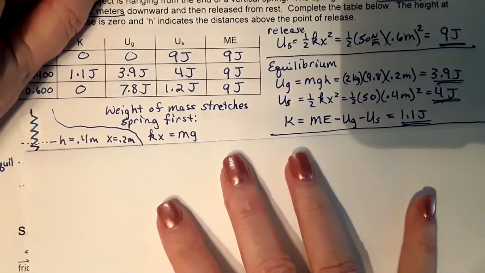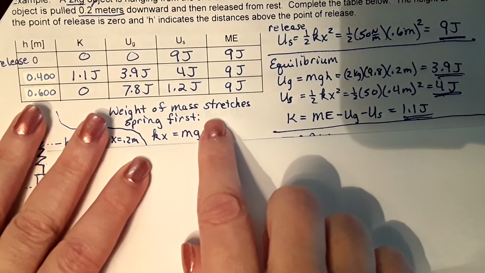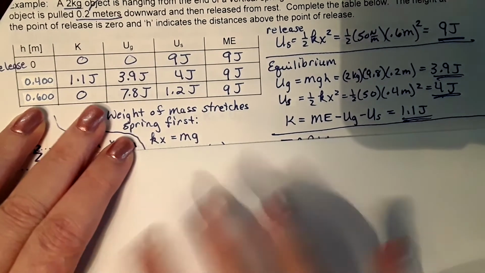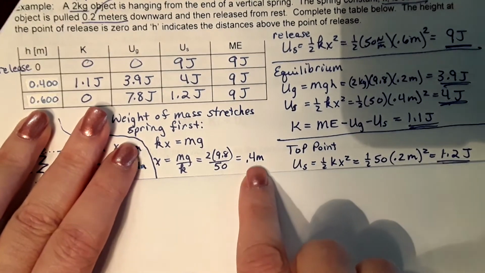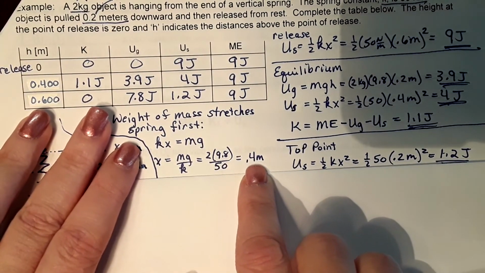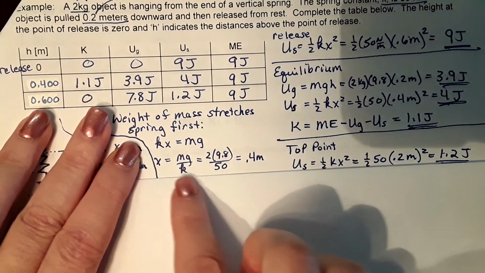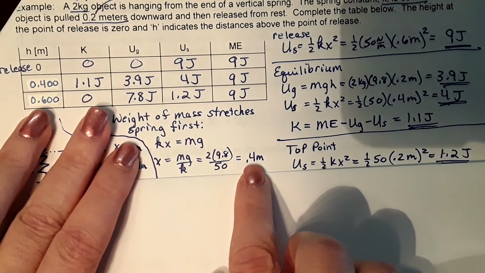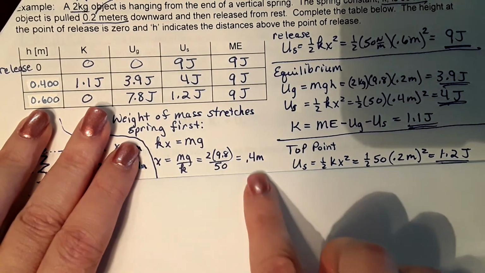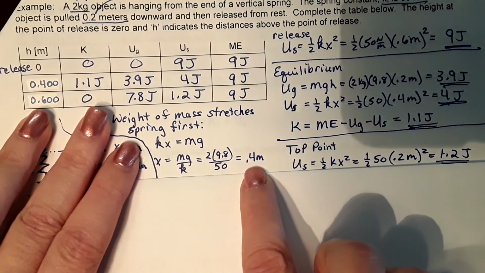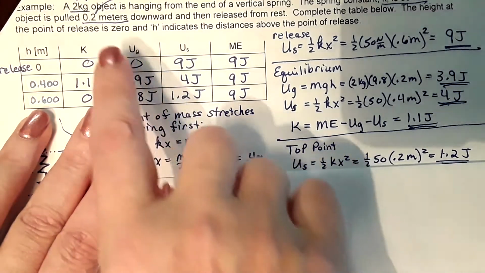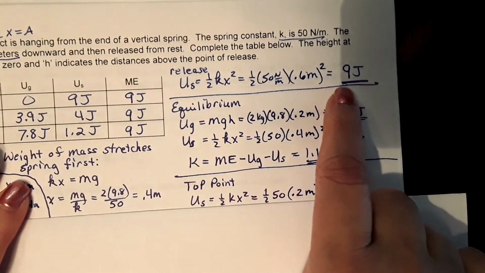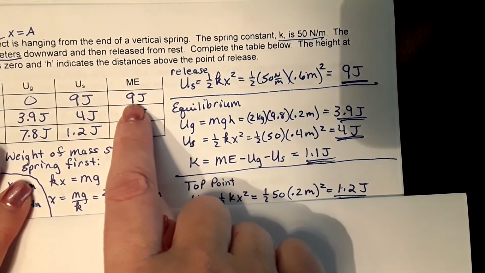All right, so let me show you how I got that. Right here, the weight of the mass stretches the spring first. So I set the weight of the mass equal to Hooke's law. I solved for the stretch and I got 0.4 meters. So when it's just hanging there at rest, the spring is stretched 0.4 meters. Now you're going to grab the mass and pull it 0.2 meters down further to release it and start the oscillations. So 0.4 plus another 0.2 is 0.6 meters total. So that's where the spring energy comes from, and it's 9 joules.